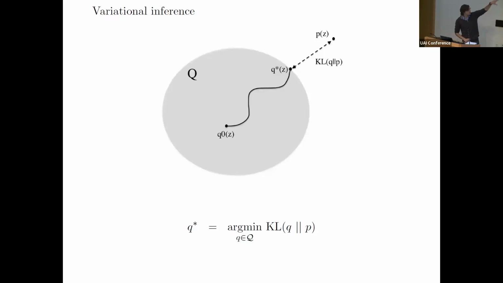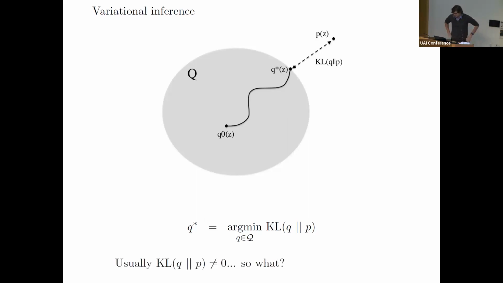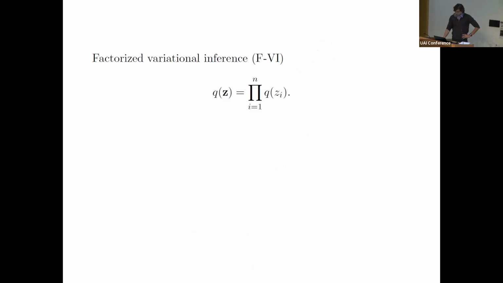And because Q is a rather simple family and the target P tends to be a complicated distribution, we're usually not able to make this measure of disagreement go to zero. So we solve the optimization problem, hopefully, and then our KL divergence is non-zero. So what? What is the price we pay from our approximation error? And that's kind of the theme of the research we're doing here.